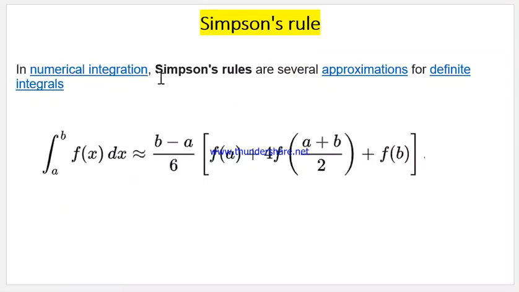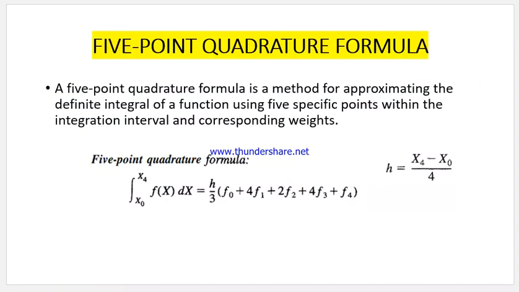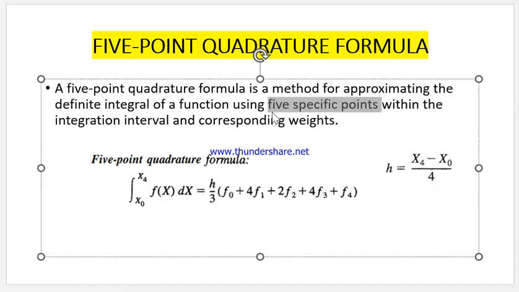We also have another popular one, Simpson's rule. It's a numerical integration method that approximates definite integrals over the area bounded by the curve, and the formula is given there. The one we are actually interested in this tutorial is the 5-point quadrature formula. It's a method for approximating the definite integral of a function using 5 specific points. We should note that.